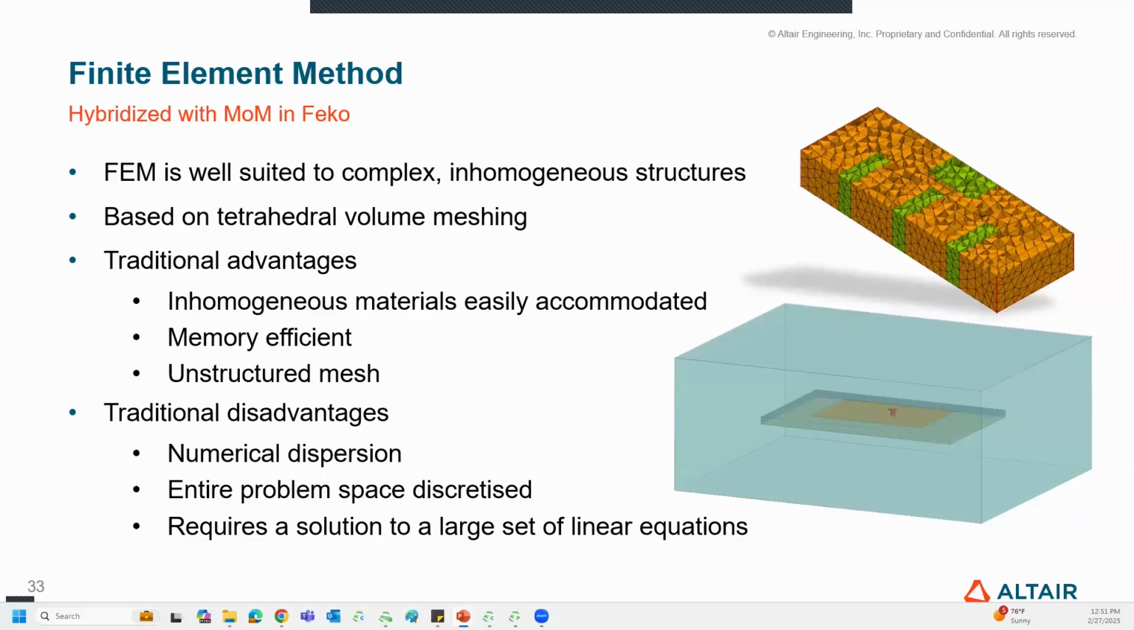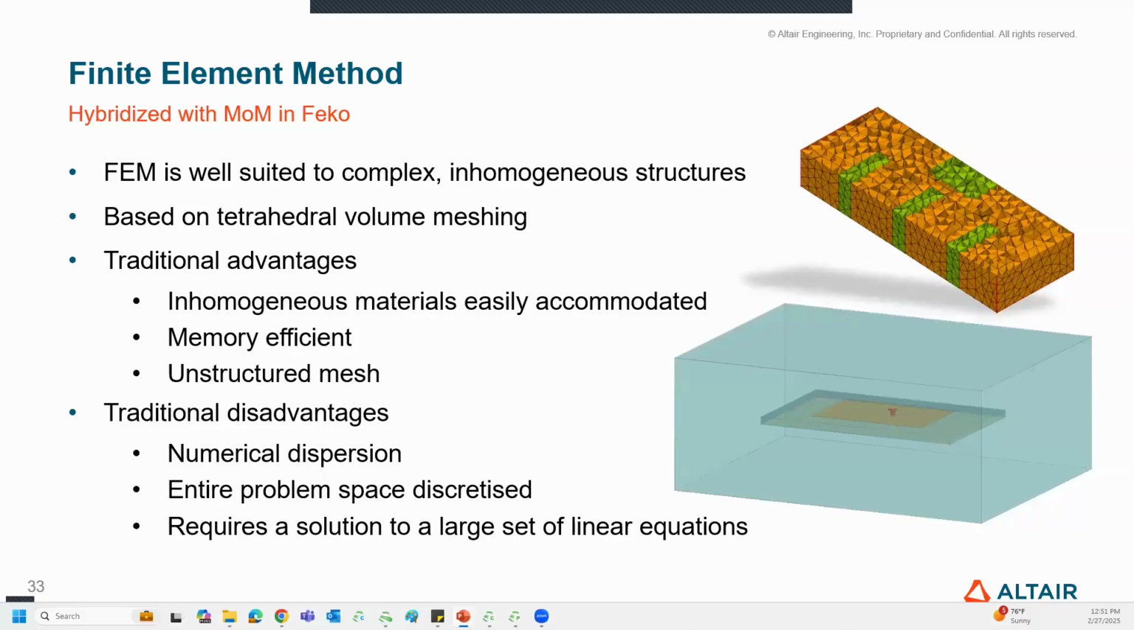And traditionally, it's beneficial to use the finite element method with inhomogeneous materials, and it's extremely memory efficient compared to method of moments, and it can have an unstructured mesh. So when you have complex geometries, sometimes it helps to mesh complex shapes. But something to watch out for is numerical dispersion. If there is some inaccuracy, and as you are going through an iterative solution, that can add up.